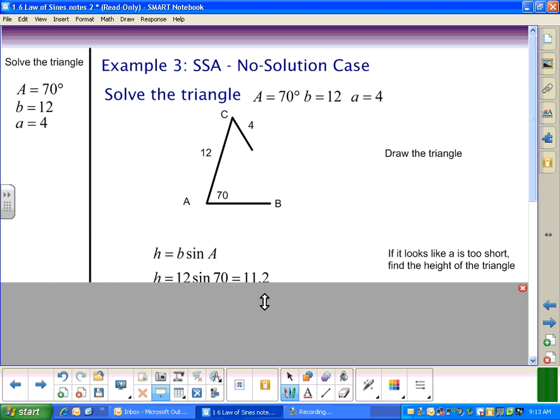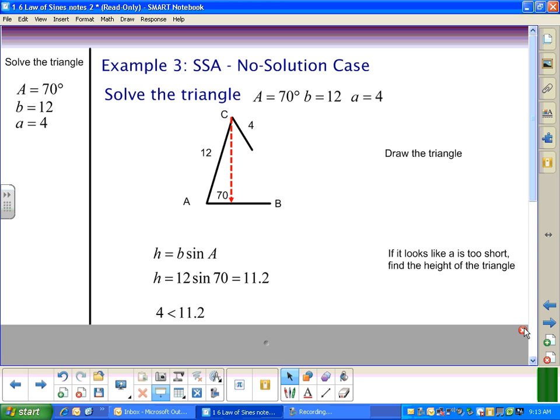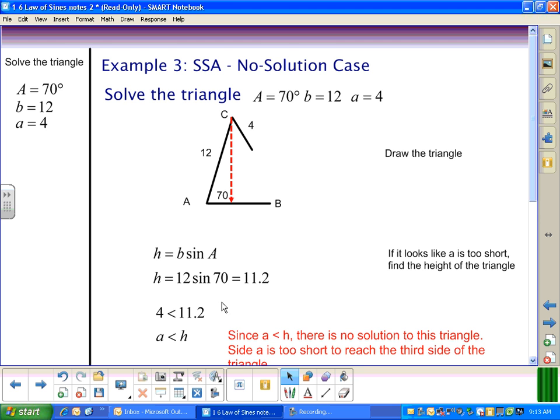What we want to do is make a comparison to the height of the triangle. Remember, our height extends perpendicular to the other side. That's my little h right there. We calculate it by finding the value of side b times the sine of A. So in this case, that would be 12 times the sine of 70, and that's 11.2, if I multiply that out on my calculator. Now I compare that to the side length of A, which is 4.